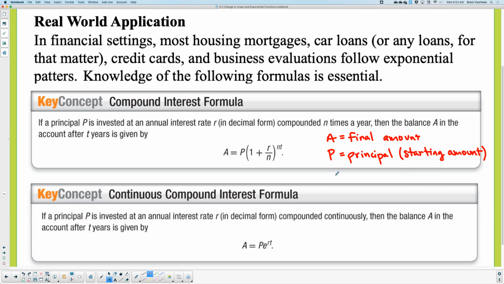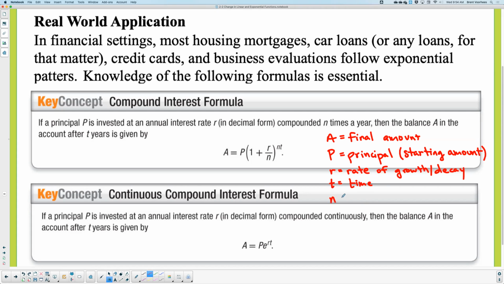As you go through, what do you think R stands for? The rate. Specifically in a financial setting, it would be the interest rate. I'll just say rate of growth or decay. T is time, most often in years.